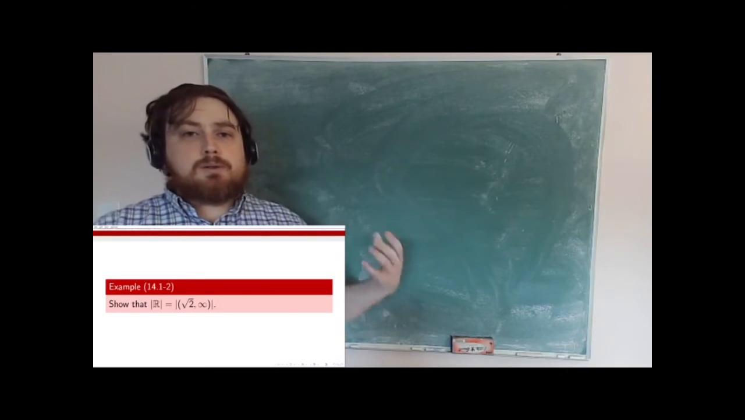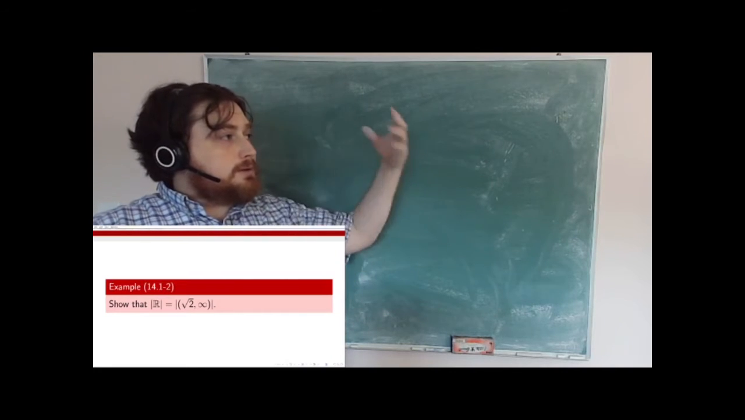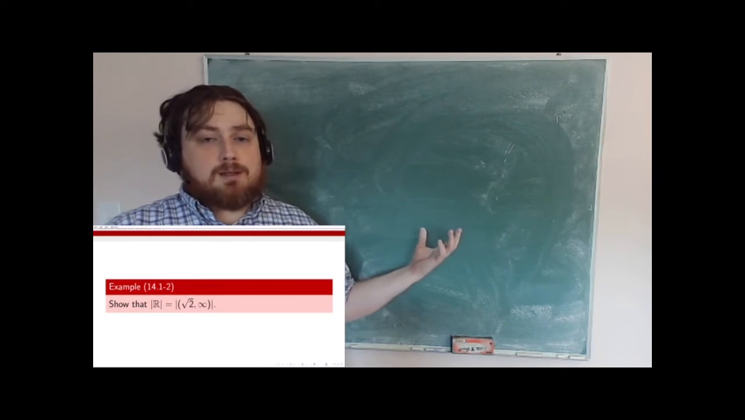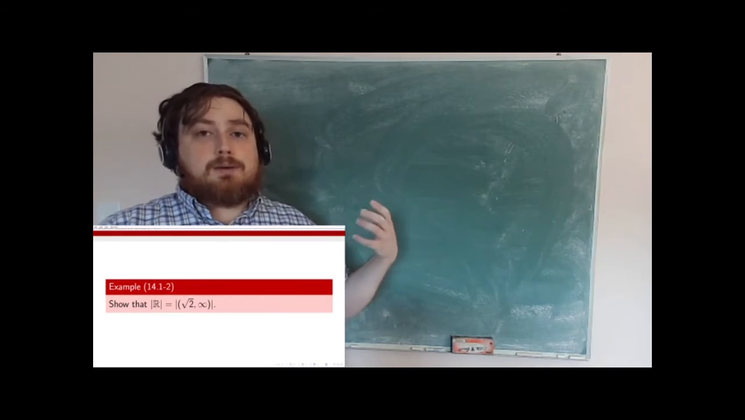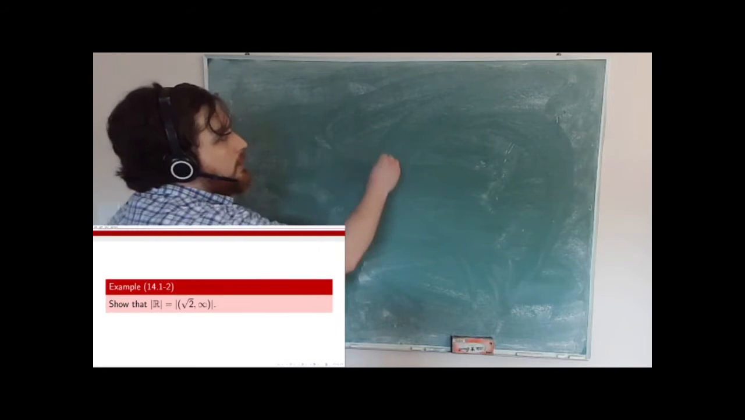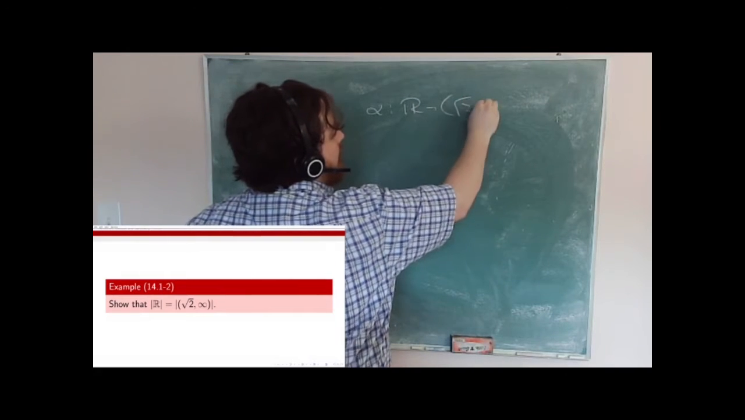All right, so what we want to do is find that the cardinality of R is equal to the cardinality of the interval from square root of 2 to infinity. What does that mean? Well, that means that I have to find a bijective mapping from R to the interval from square root of 2 to infinity. So I want to find some alpha that maps R to the interval root 2 to infinity.